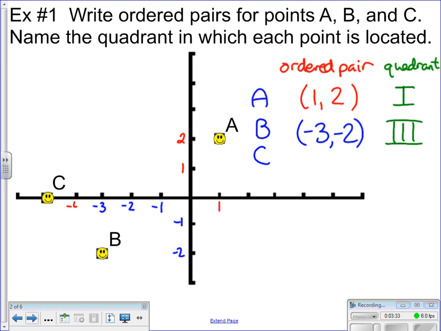Point C. It has -5 for the x-coordinate, and since it's on the line and does not go up and down, it has a 0 for the y-coordinate. Now its quadrant, since it's neither up in quadrant 2 or down in quadrant 3, we simply put what axis it's on, and it is on the x-axis. So it's not actually in a quadrant at all, it's on the axis. Okay, next.